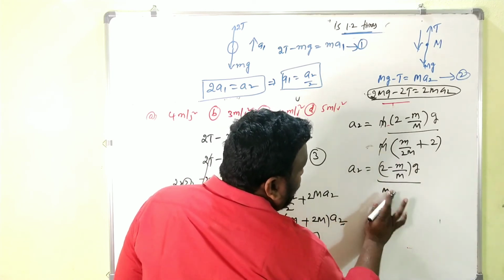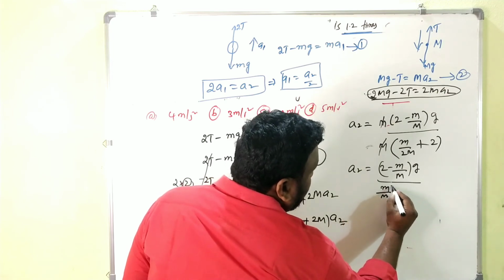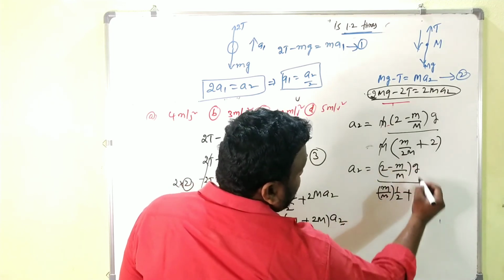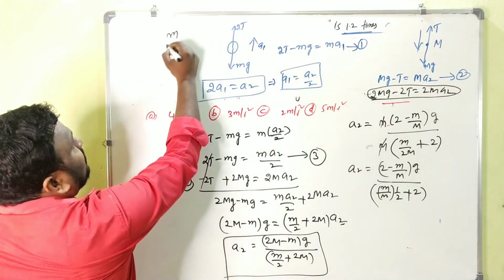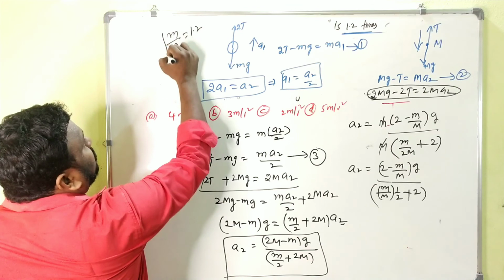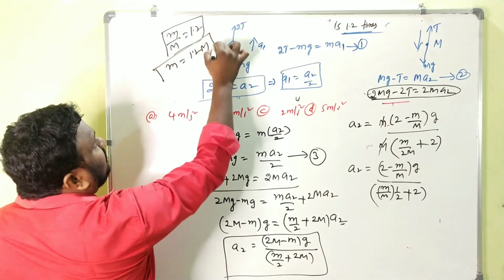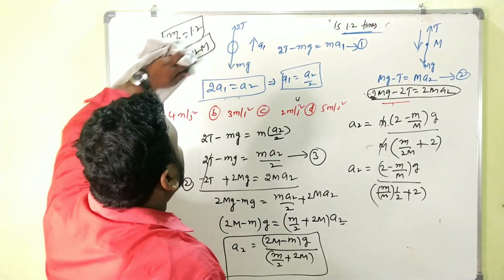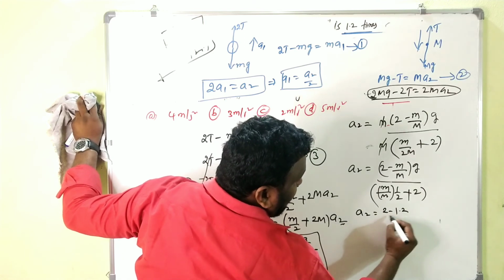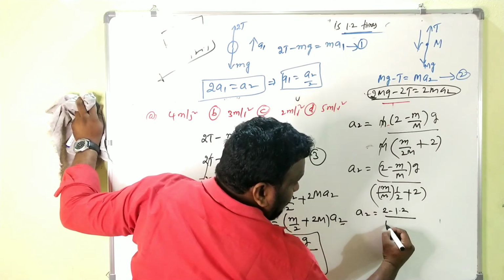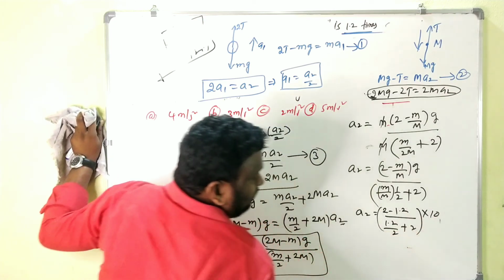small m by capital M into 1 by 2 plus 2 you can write. So already the m by M value is given, that is 1 by 2. So mass of the ball is 1 by 2 times the mass of the rod. That's why simply you have to substitute there. A2 is equal to 2 minus 1.2 by 1.2 by 2 plus 2 into 10.